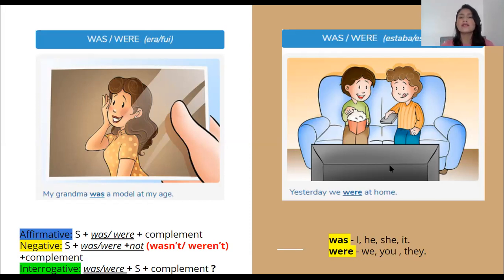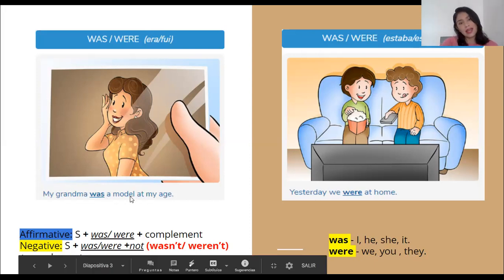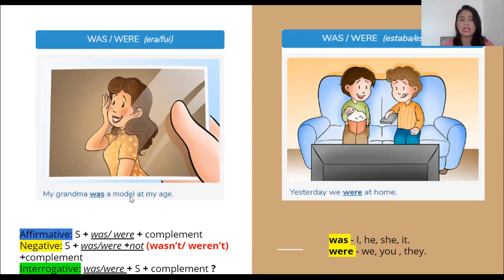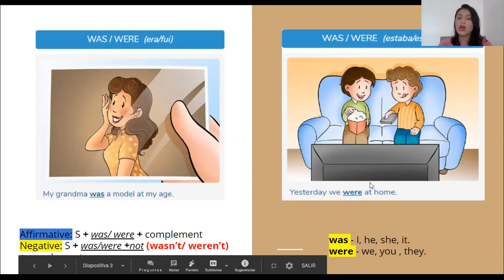Okay, so what is the structure for this tense? If it is affirmative, it is the subject plus was or were plus a complement, which most of the time is going to be a preposition or another noun or an adjective. For example, in here, my grandma was a model. Since it is era, that's why model is a noun, which is my complement. And in the other example, I have at home, which is a preposition and then a place.